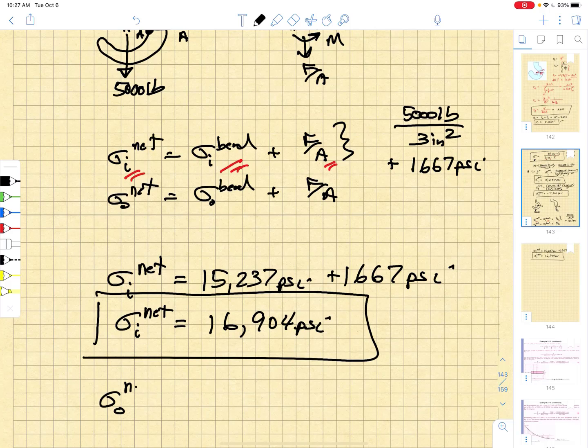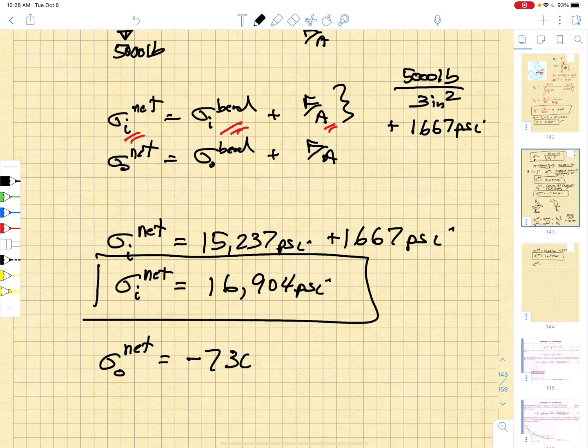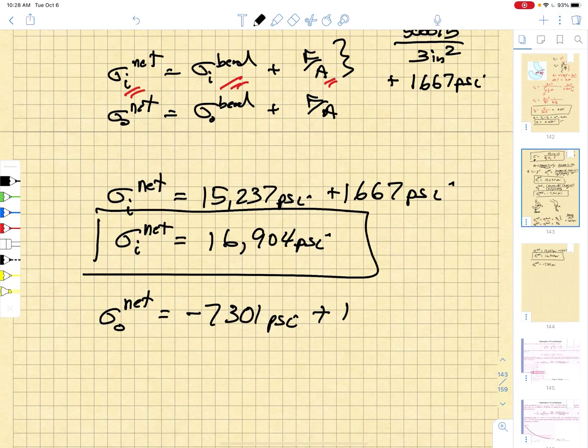For the net stress on the outer fibers, we have minus 7,301 psi plus 1,667 psi tensile axial stress. So my net stress on the outermost fibers is compressive, minus 5,634 psi.